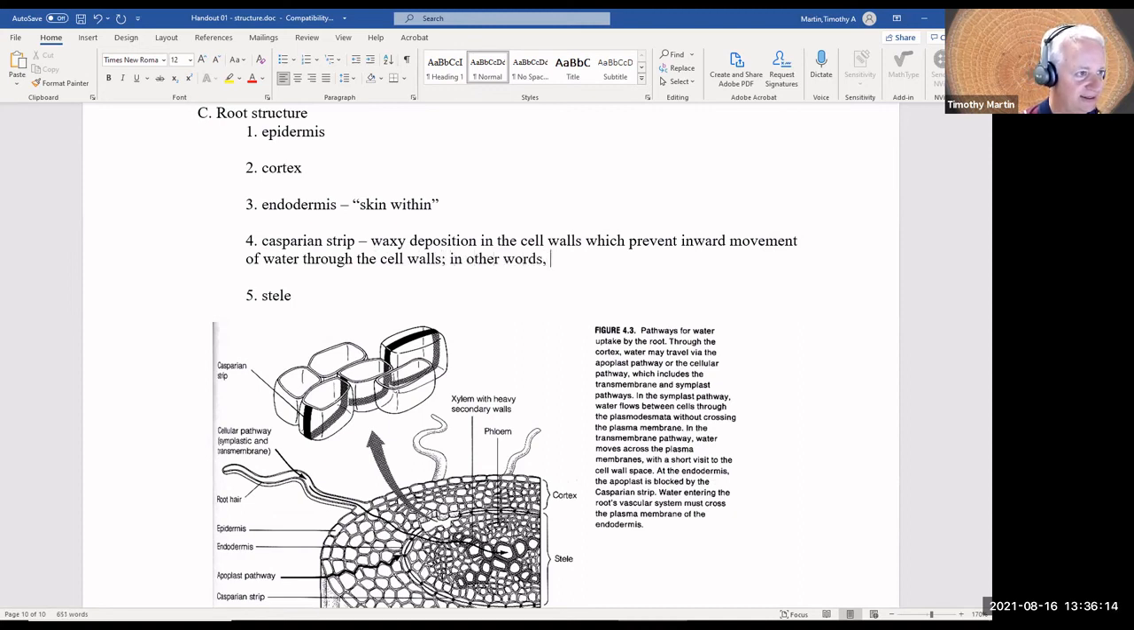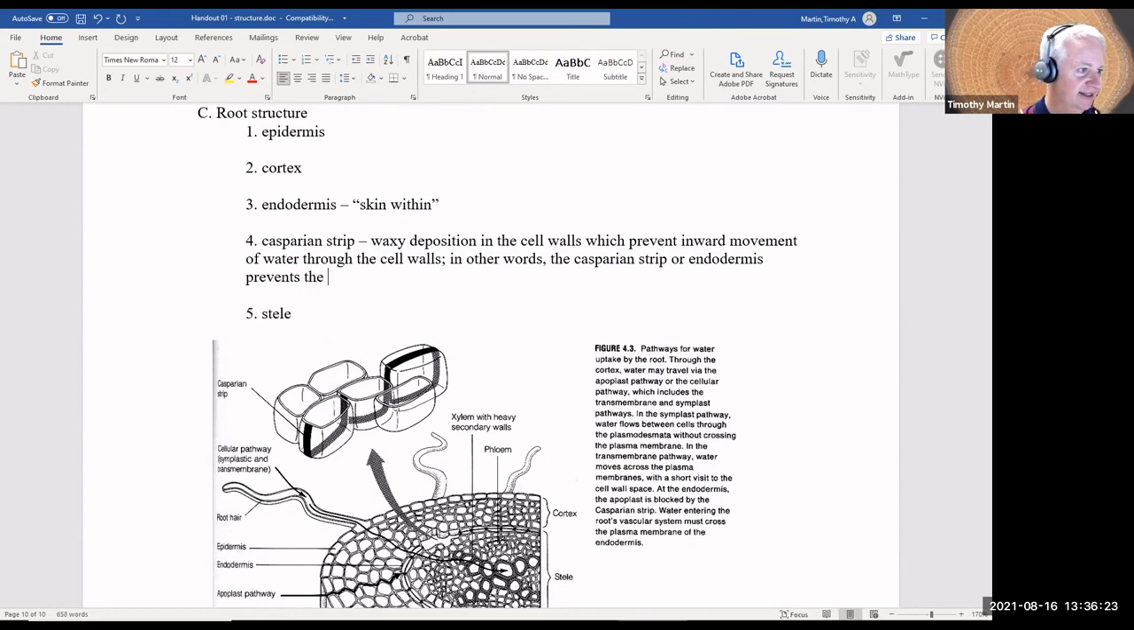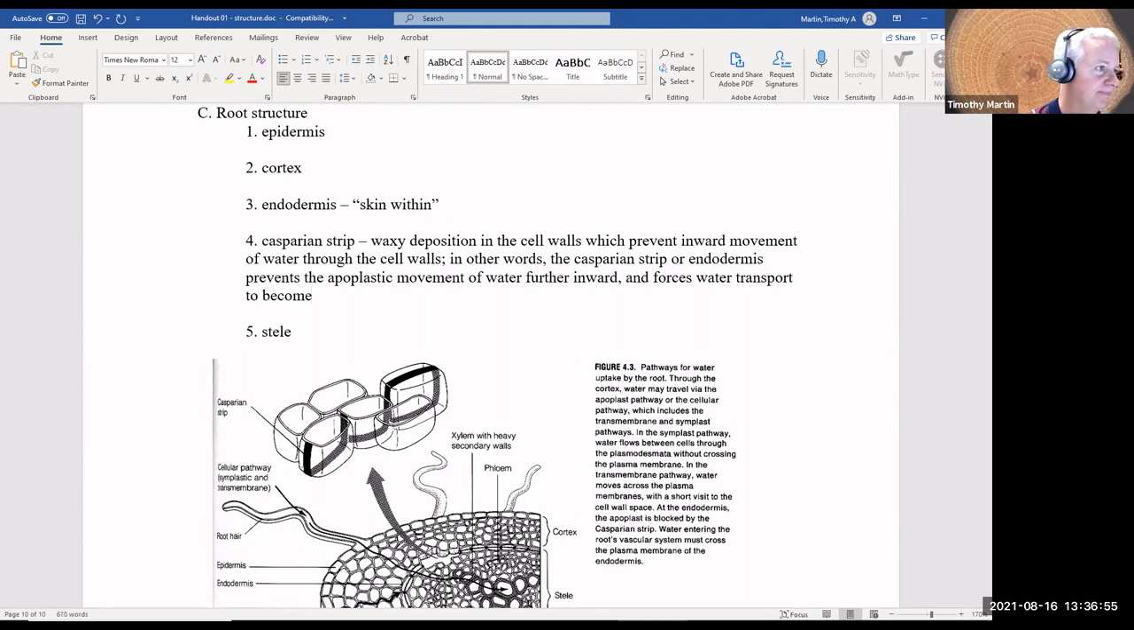In other words, the Casparian strip or endodermis prevents the, I apologize, it prevents the apoplastic movement of water further inward and forces water transport to become symplastic.